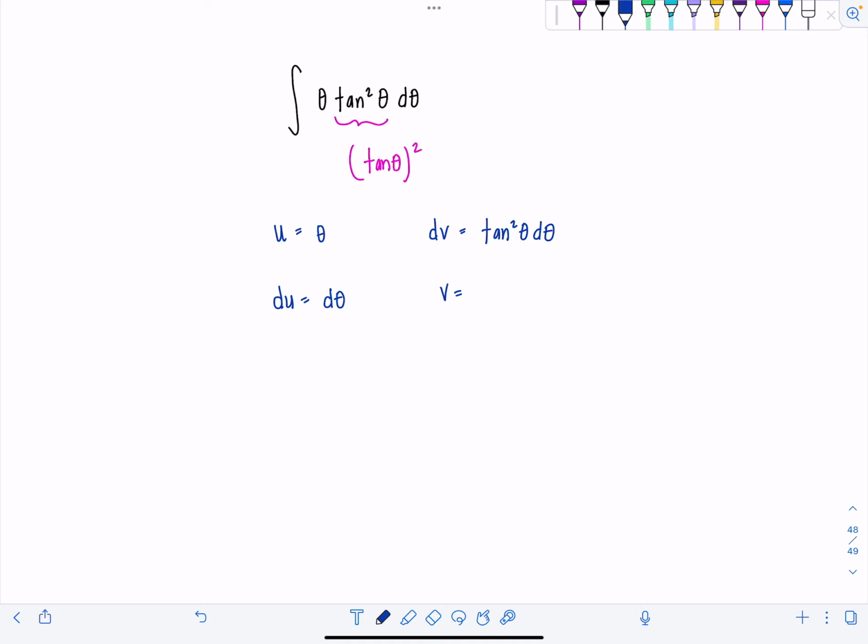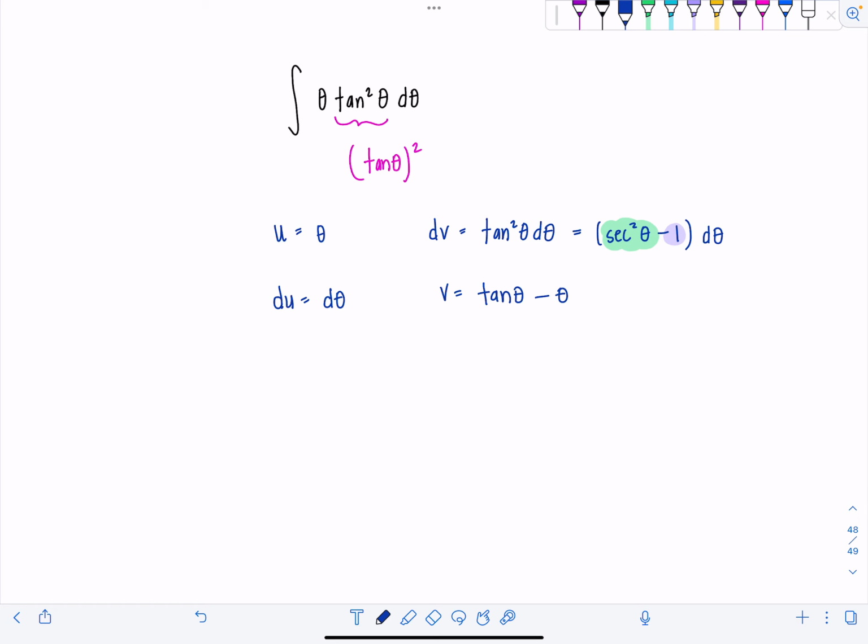You're just going to have to use a Pythagorean identity because maybe we don't know the antiderivative of tan squared easily, but we do know the antiderivative of secant squared. And we can replace tan squared theta with secant squared theta minus 1 d theta. If you don't remember your Pythagorean identities, make sure you review pronto. I'll link a video right here. And then now we can find v, because the antiderivative of secant squared, you should know this, is tangent theta, minus the antiderivative of 1, which is just theta.